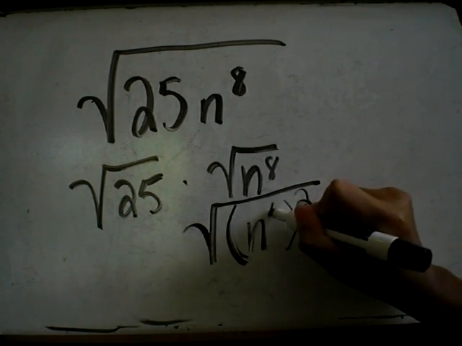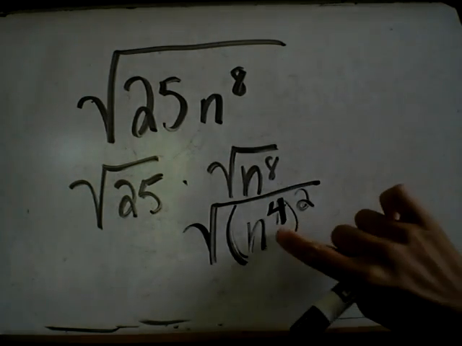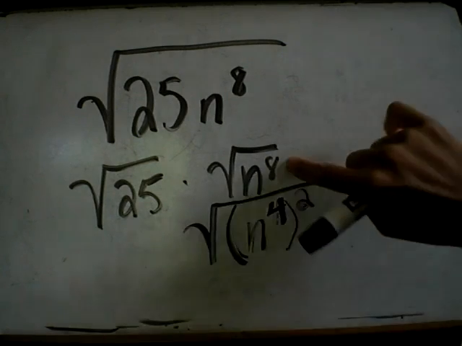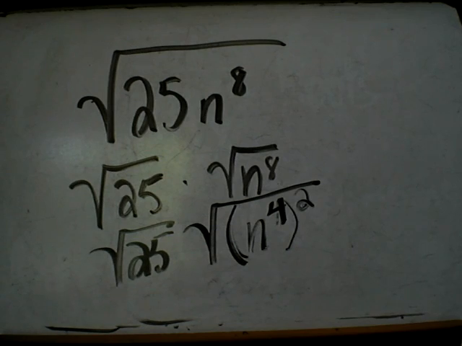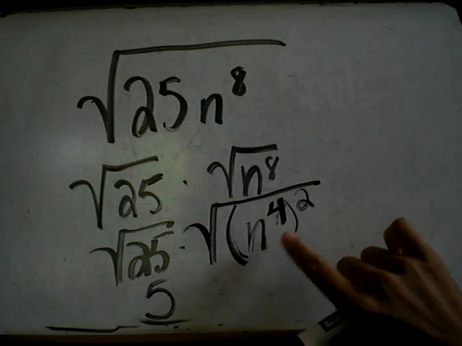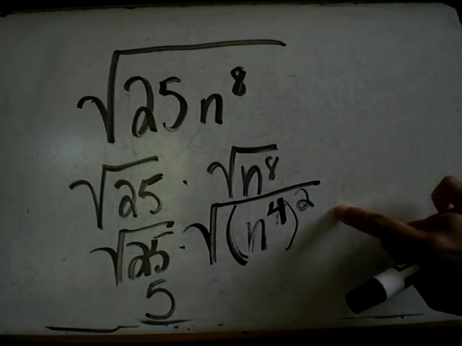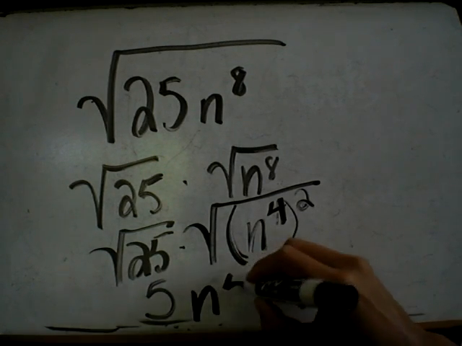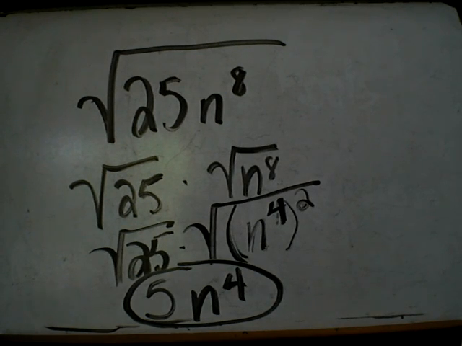Now remember, it'll be the 4th because 4 times 2 gives us 8. Okay, now what I'm going to do is I'm going to bring down this square root of 25, okay, and the square root of 25 is 5. And then obviously the square root of n to the 4th to the second is n to the 4th. Okay, so our answer would be 5n to the 4th in that case. Okay, now let's move on to the next problem.